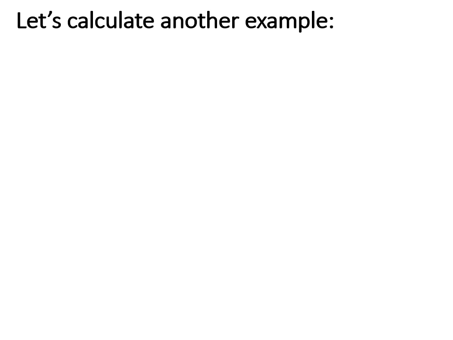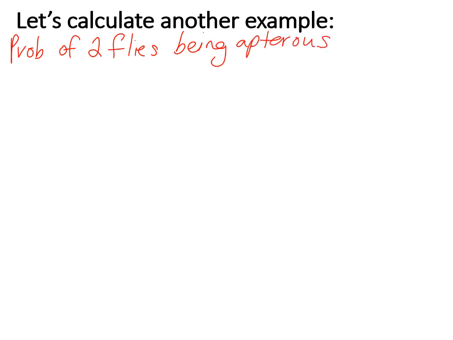So the other example that we can do when we do fly crosses, a lot of the times we're talking about the different phenotypes that you could end up with. So for instance, in crosses are the offspring wild type or sepia or wild type or apterous, things like that. So what we're going to do for this example is the probability of 2 flies being apterous out of 5 born.